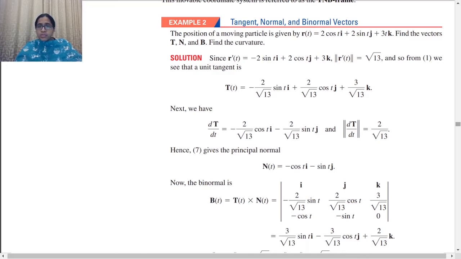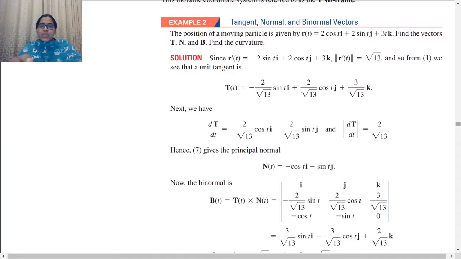Now we need to find N of t, the principal normal, and the principal normal is T dash of t divided by magnitude of T dash of t. So what will be T dash of t? That is the derivative of this expression, that is minus 2 by root 13 cos t i minus 2 by root 13 sin t j, and this is a constant, so that becomes 0. And what will be the magnitude? The magnitude will be root of 2 squared by root 13 squared, that is 2 by root 13. So the normal vector will be dT by dt divided by magnitude of dT by dt, where 2 by root 13 gets cancelled, so we get minus cos t i minus sin t j.